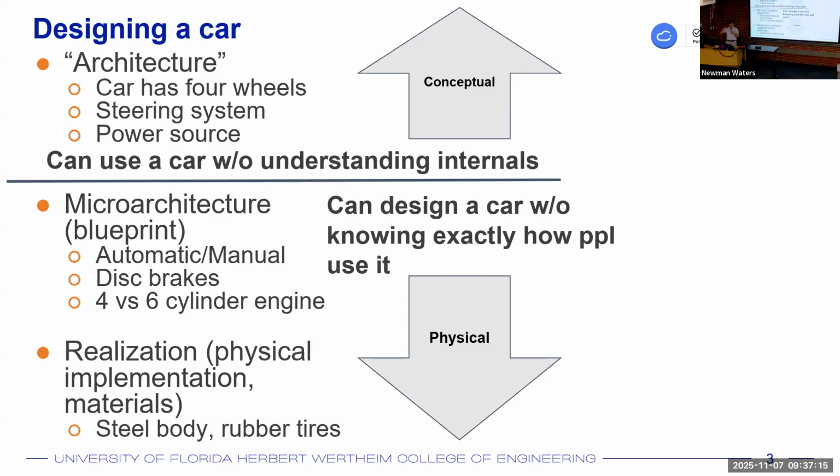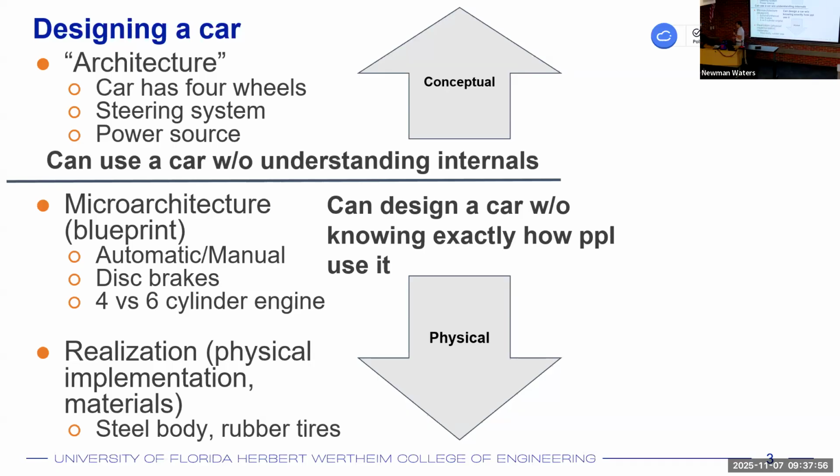The lower level, which is actually specifying the details of how it works, is the microarchitecture. So every car drives, but then how does it drive, right? It could either be automatic, manual, or whatever. The realization is actually physically putting it together. So maybe in a factory, what materials are you going to use? And there's an issue with this type of design: you can create a car without knowing exactly how it's going to be used. You just design it knowing it will drive, but you don't know if it's going to be used for long distance drive or short distance drive. You just have to design it to the best of your ability.